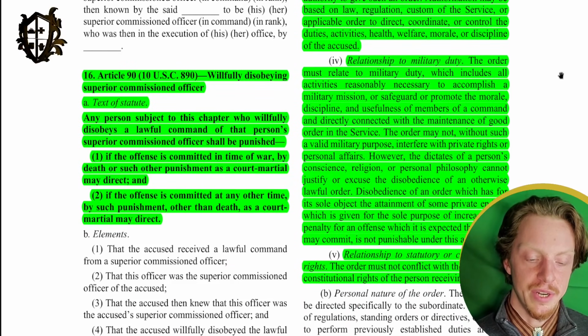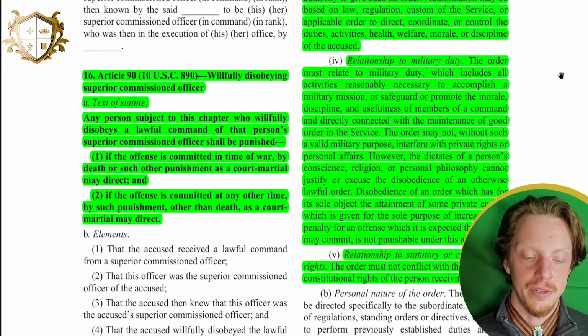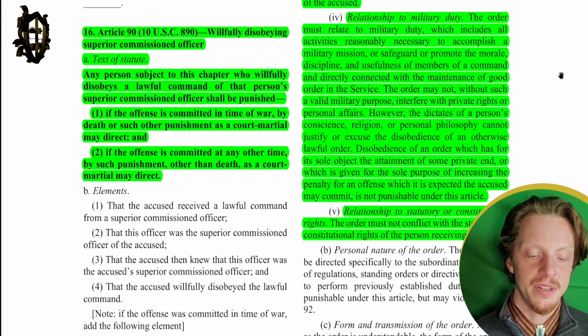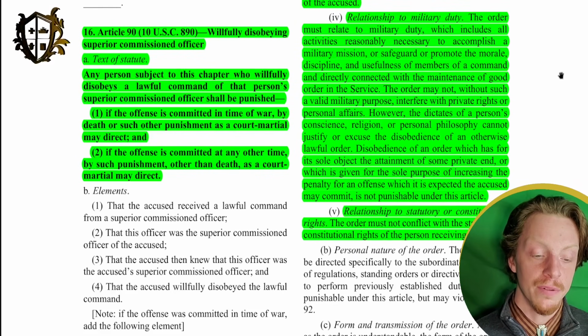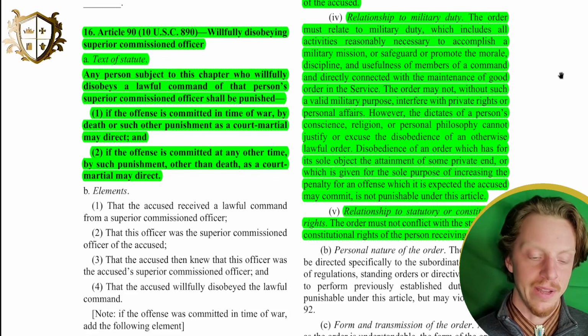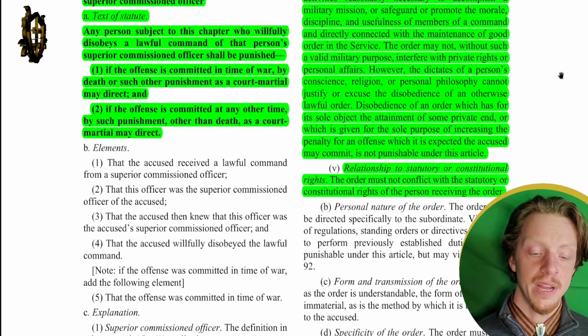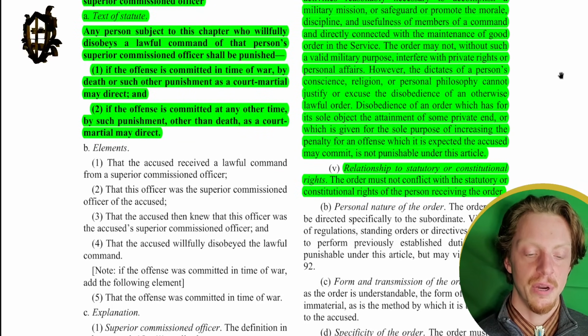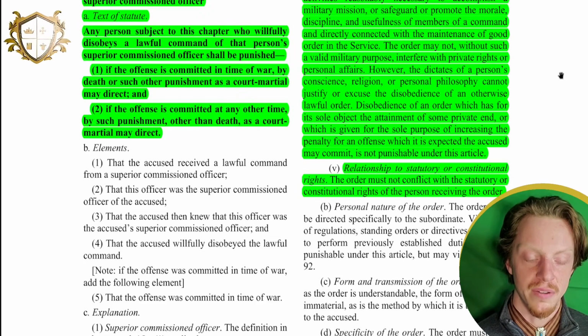4, relationship to military duty. The order must relate to military duty, which includes all activities reasonably necessary to accomplish a military mission or safeguard or promote the morale, discipline, and usefulness of members of a command, and directly connected with the maintenance of good service and of good order in the service. Good grief, I have to untie my tongue. The order may not, without such a valid military purpose, interfere with private rights or personal affairs.